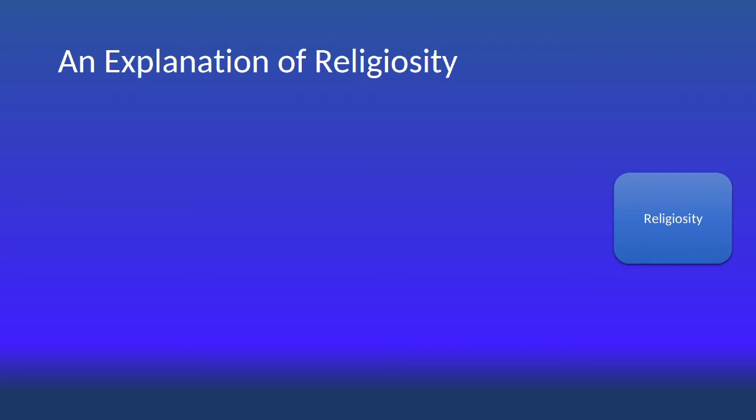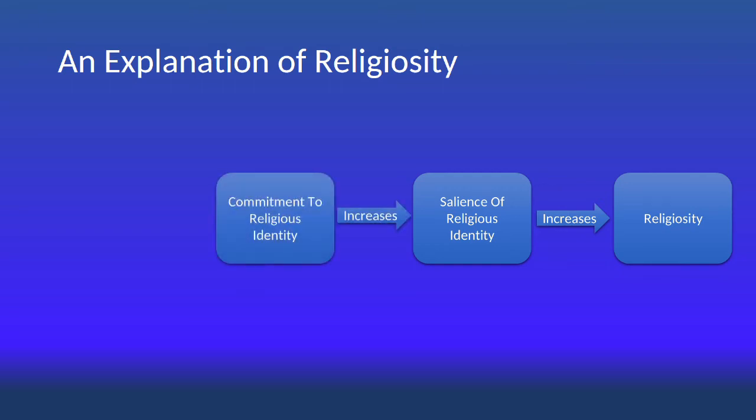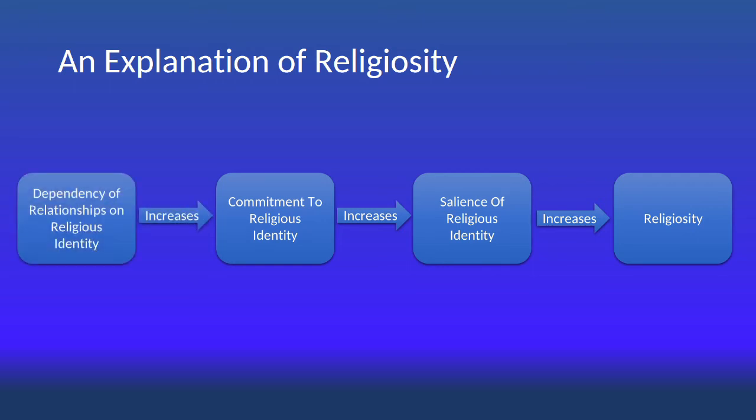So working our way back in the causal chain, identity theory predicts that religiosity will increase with the salience of a person's religious identity. And so people with highly salient religious identities, which is a type of group identity, will spend more time engaging in religious activity. Religious identities are made salient by a person's commitment to their religious identity. Commitment is increased by the extent to which a person maintains their important social relationships by maintaining their religious identity.